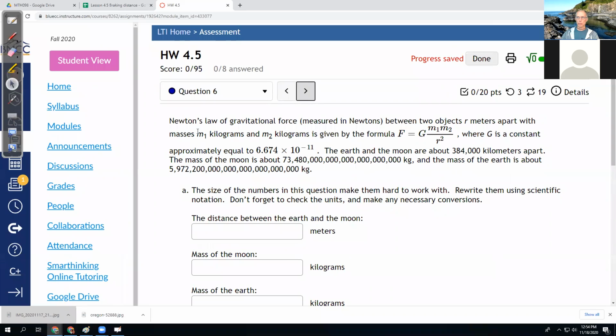Hopefully I'm sharing the right screen. Can you all see question number 6? Yes, okay, cool. I'm really worried I'm not sharing the right screen.